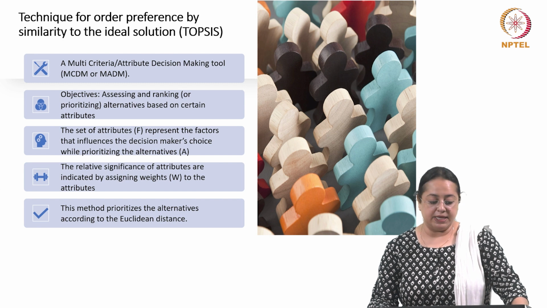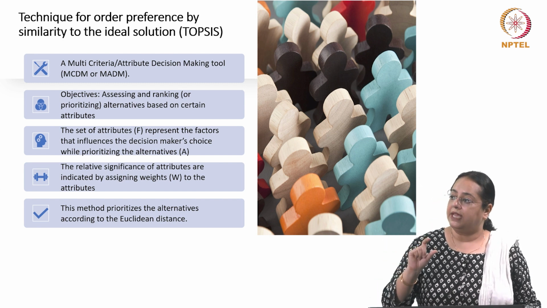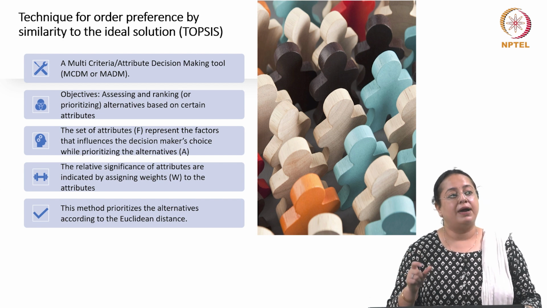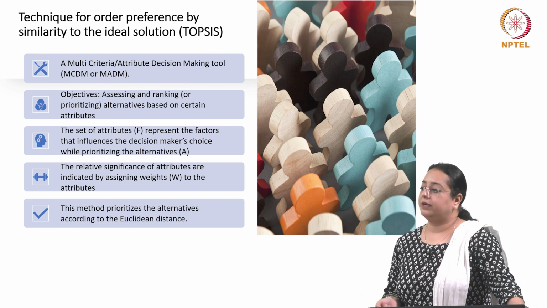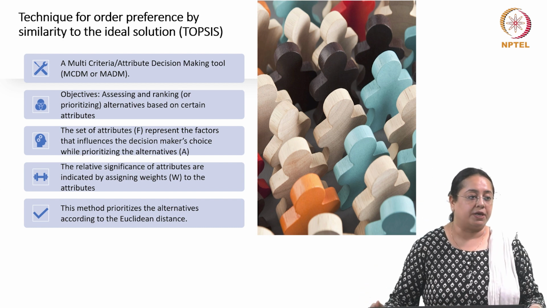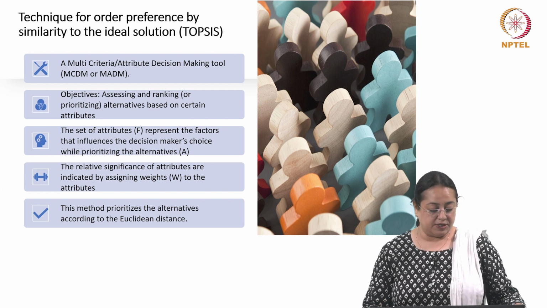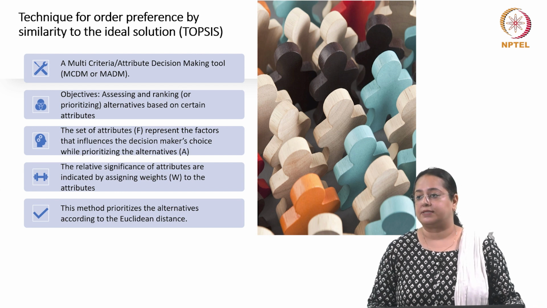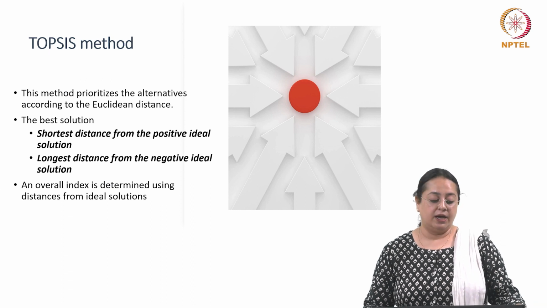It will help us in giving relative significance, because each attribute is rated differently by different organizations, or it can be rated differently by different decision makers. So this method prioritizes the alternatives. The concept they use is the Euclidean distance. We will see how they use this Euclidean distance.